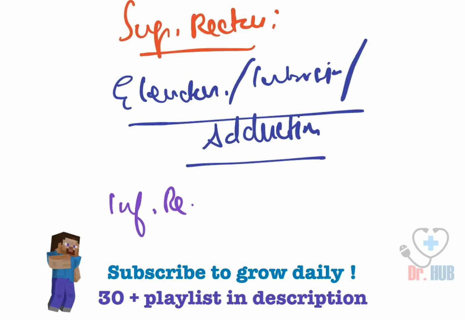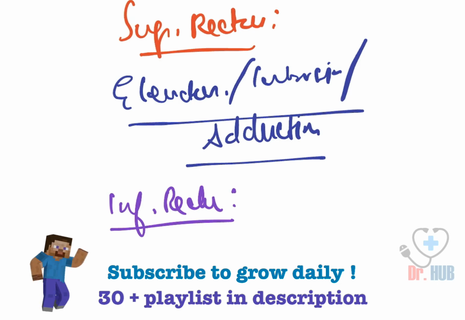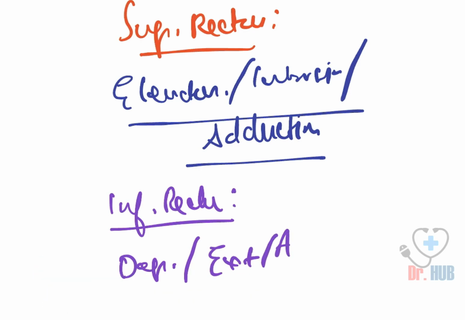Next, if you see the inferior rectus, it deals with the depression, the extorsion as well as the adduction.